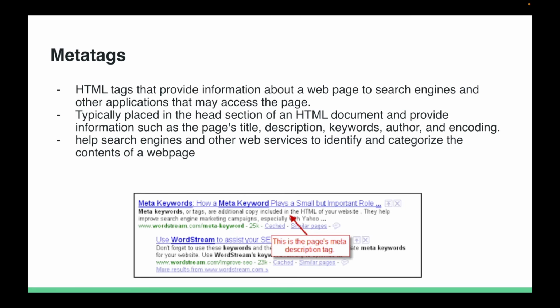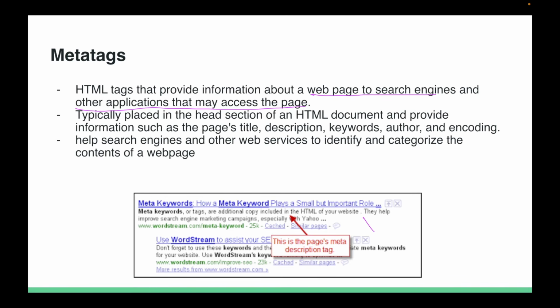Now, I just want to go back to meta tags. We talked about this earlier in HTML documents. But meta tags provide information about a web page to search engines and other applications that may access the page. And I just want to emphasize that this is one significant way in which search engines are able to analyze and index web pages and then decide whether they are relevant or not.